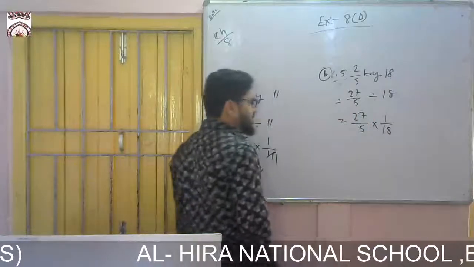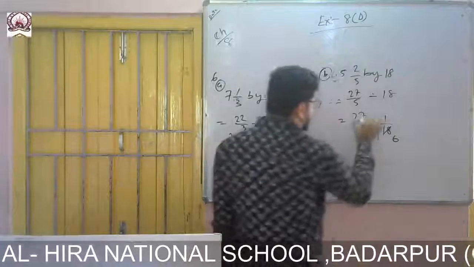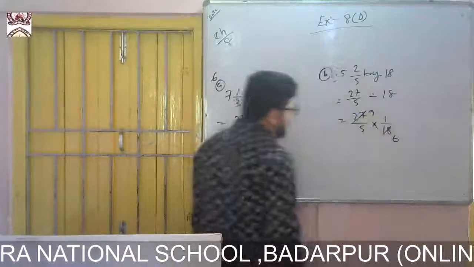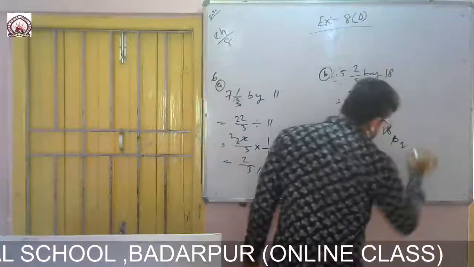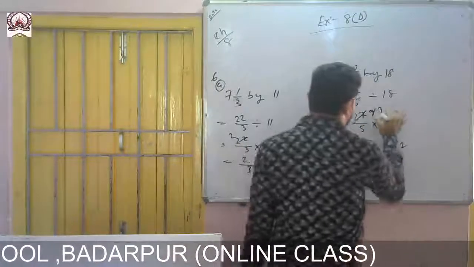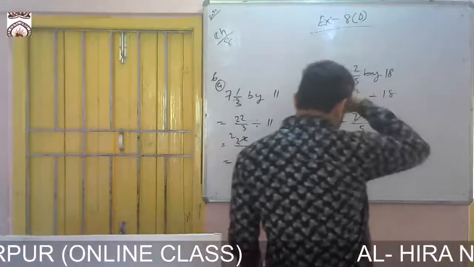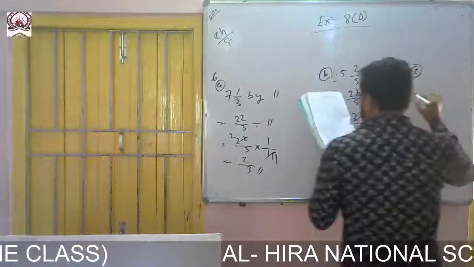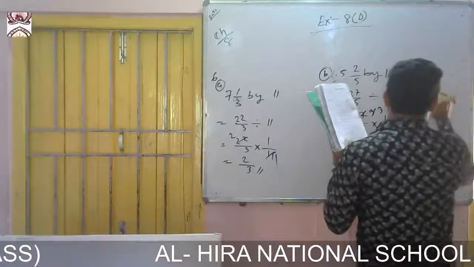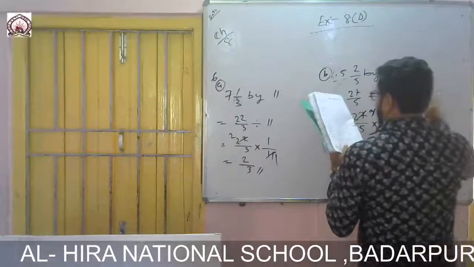Now this one I can cancel with 3. 3 6s are 18 and 3 9s are 27. Again 2 3s are 6 and 3 3s are 9. So it is 3 by 5 2s are 10. So 3 by 10 is the required answer. Now come to C. In C, what is there?